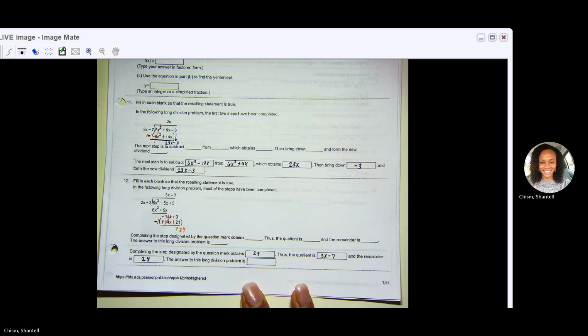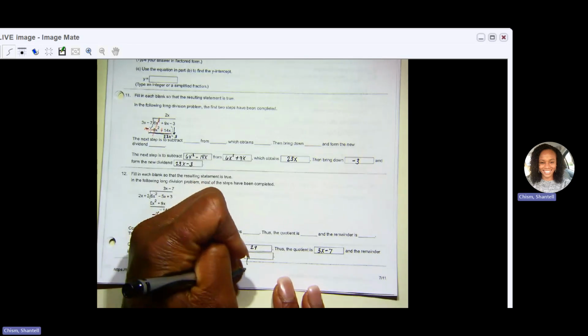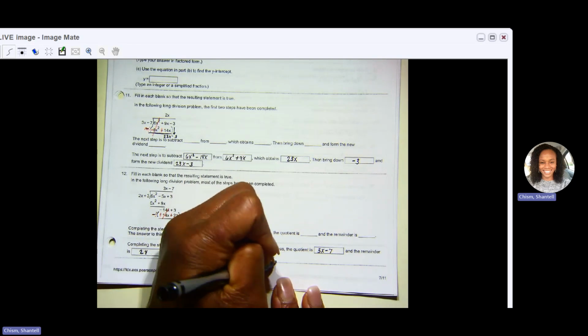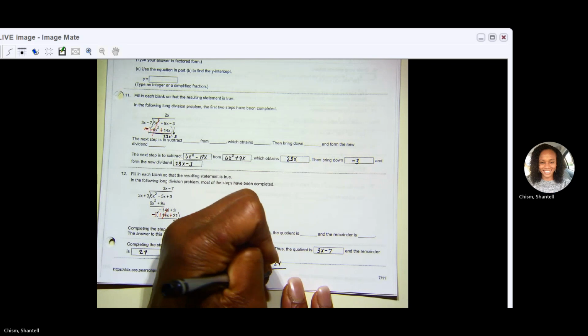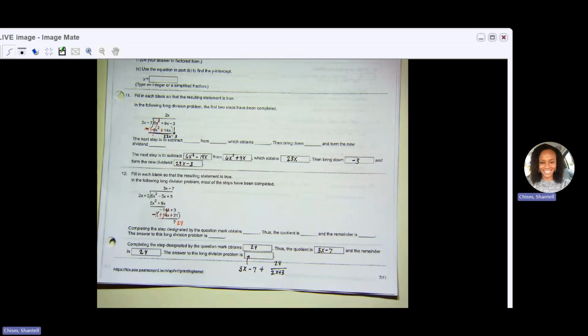All right. And then it just says the answer to this long division problem. This is where you would actually write everything in. Of course, I don't have enough room for this blank. You would write the quotient, and then you would say plus the remainder over the dividend. And that whole thing would be your answer.